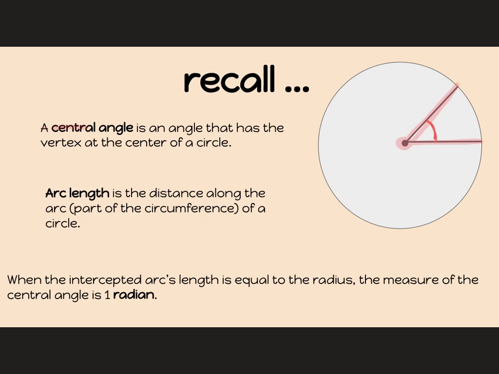Other things that you need to know are arc length. Arc length is the distance along the arc of a circle. I will highlight that in blue. So this would be the arc length right here. And then the last thing it says is that when the intercepted arc length is equal to the radius, the measure of the central angle is 1 radian. So just something for you to know.